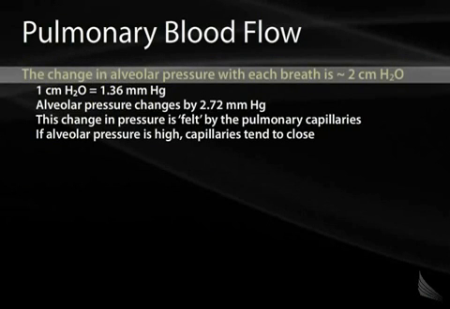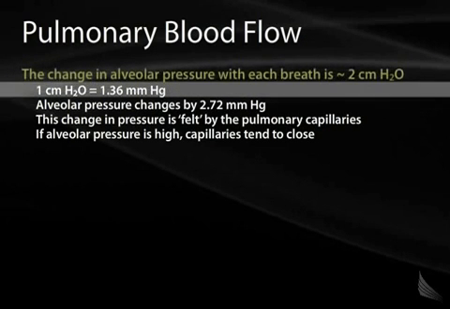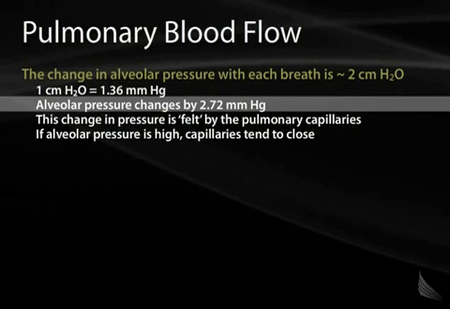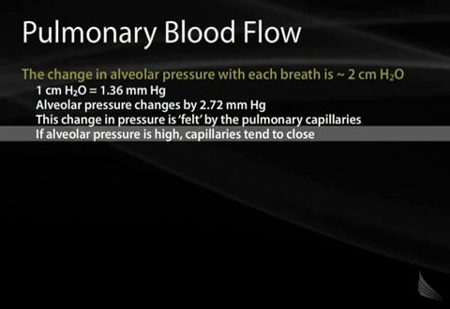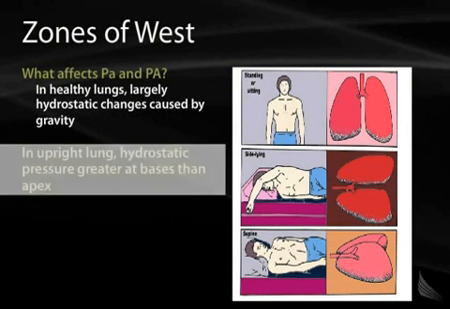The change in alveolar pressure with each breath is about 2 centimeters of water, which equals 1.36 millimeters of mercury. So alveolar pressure changes by about 2.72 millimeters with each breath. This change is noticed by the pulmonary circulation. So if the alveolar pressure is quite high, the capillaries can close. Where we see this is in the different zones of West.